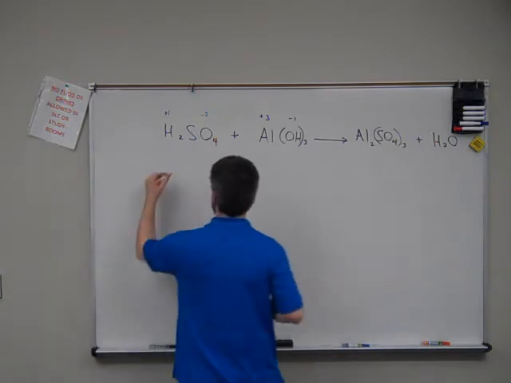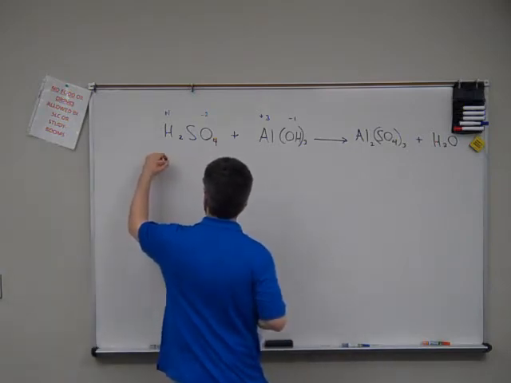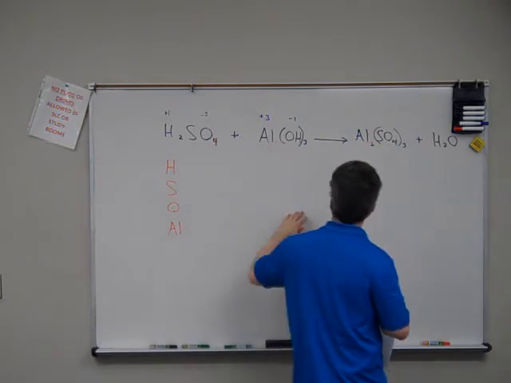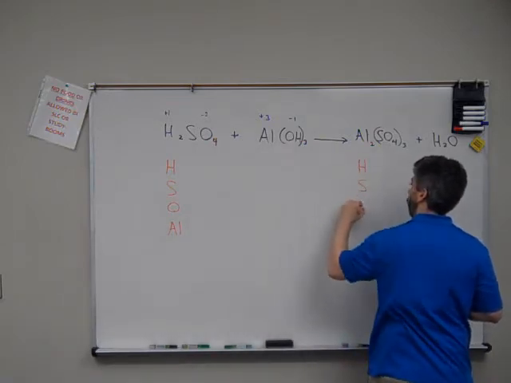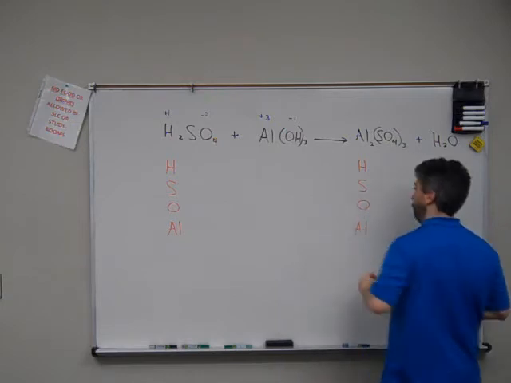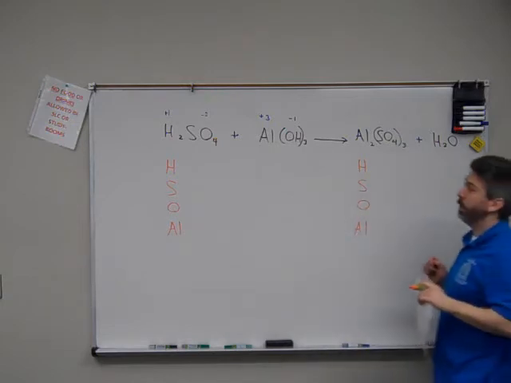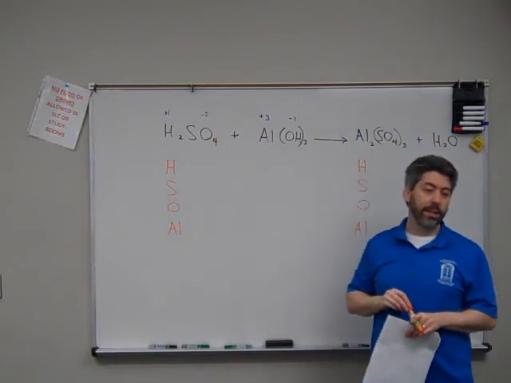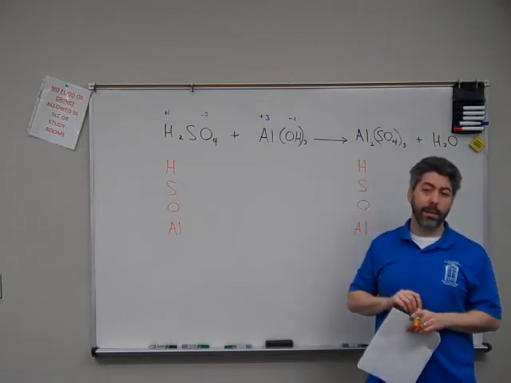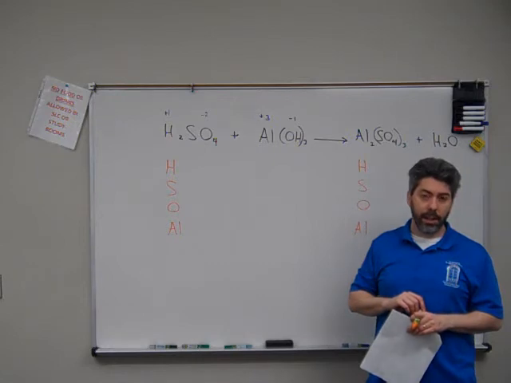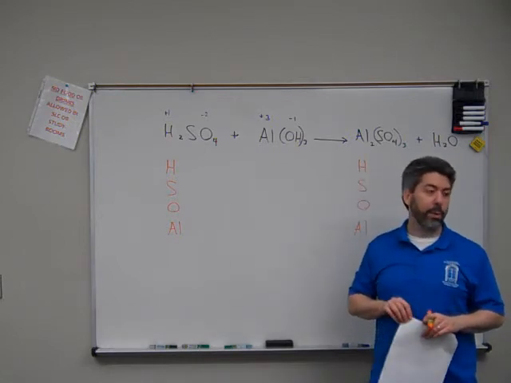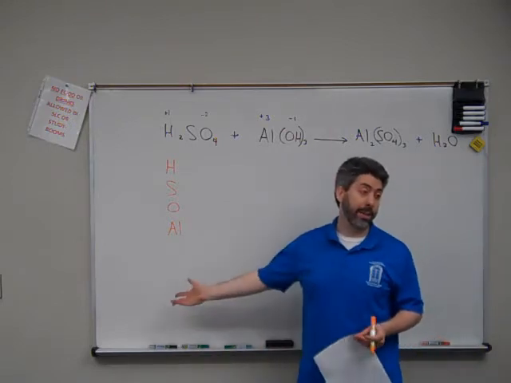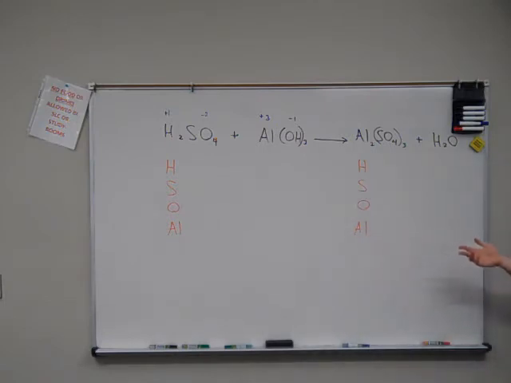But most of the time we can get away with just listing out our elements and then balancing it. So I'll list out my elements: H, S, O, and Al. Now some professors might encourage you to keep your polyatomic ions together. Generally speaking, I think that is not preferable, because polyatomic ions can break apart. And most of the students I work with tend to get more confused by that than be helped by it. It's really not any harder to balance it element by element. So I just balance it element by element.